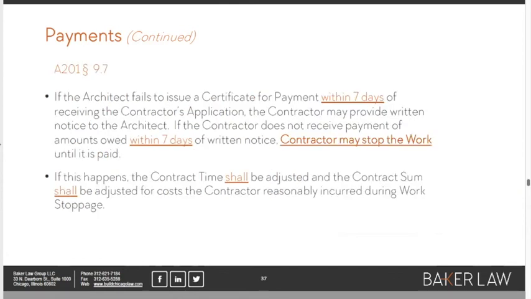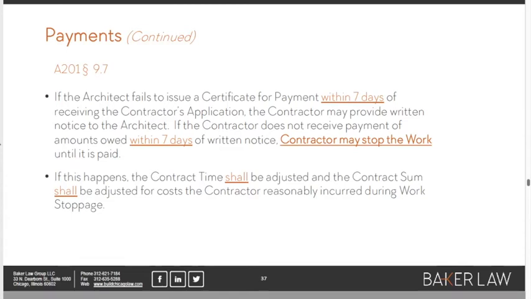So let's stick with payments for a little while longer here. So what happens if the architect doesn't certify a payment application? Well, the answer is that the contractor can stop work. I said that this document is a little bit of a trade-off. It's a compromise between the three principal parties, the owner, the architect, and the contractor. This is one of the contractor-sided compromises.